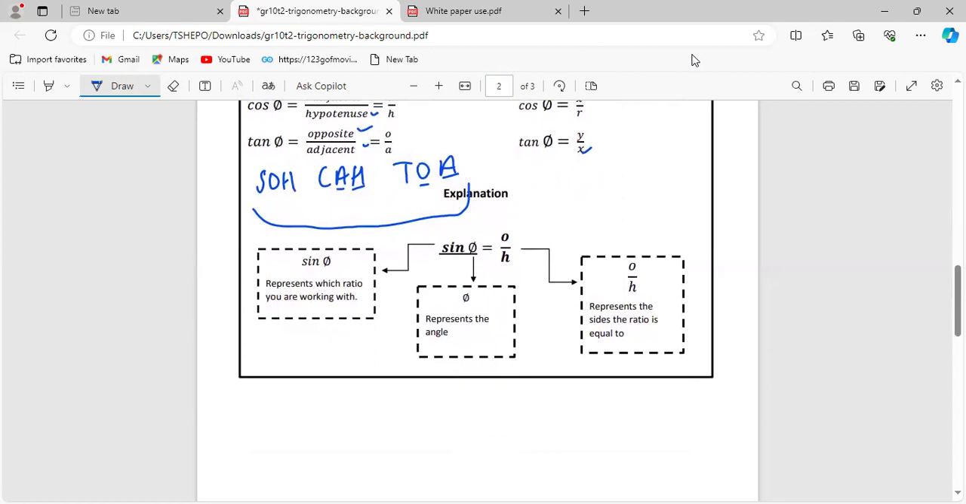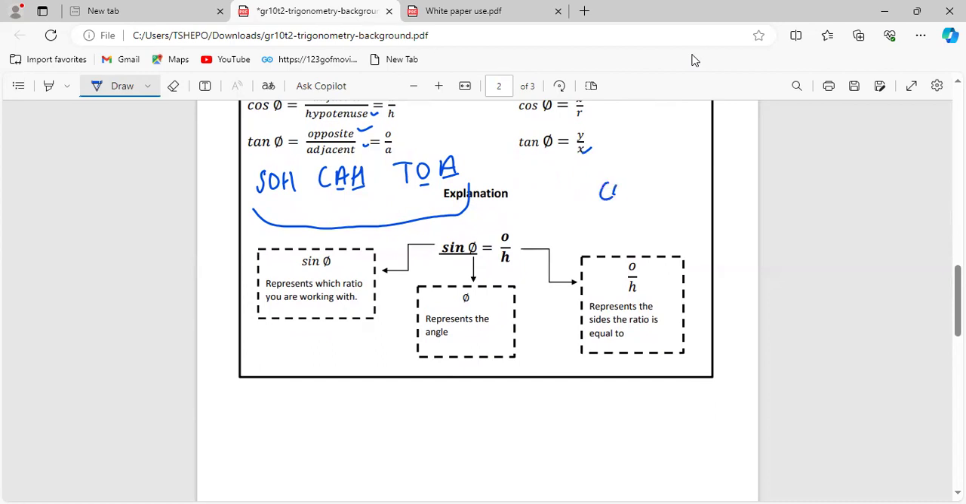Now, here we have an explanation of trigonometric ratio, angle, and the sides. So that means here, what does sine phi represent? It represents which ratio you are working with. So which ratio are we working with here? We are working with sine ratio.